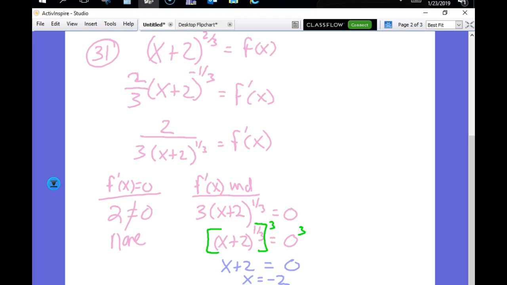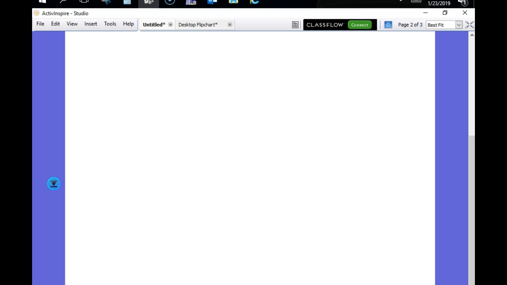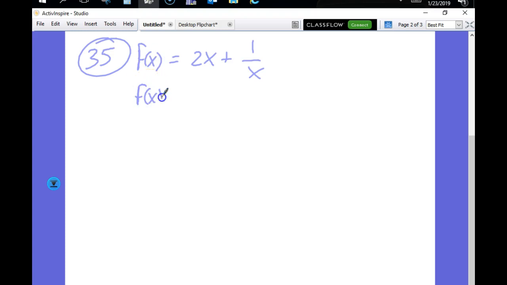Okay? Let's move along to number 35. (2x plus 1 over x). Okay. So for starters, I need to take the derivative, right? This is not derivative friendly. You could do low d high minus high d low. It's a lot of extra work. Personally, I just want to give it a negative exponent and do the power rule.